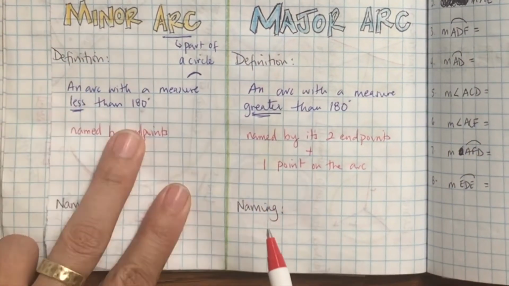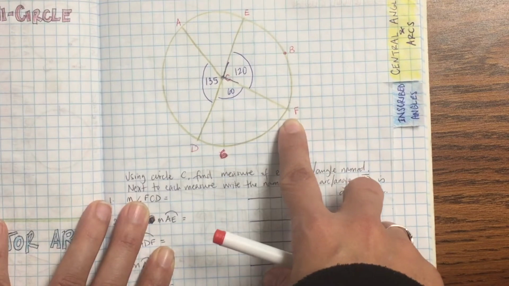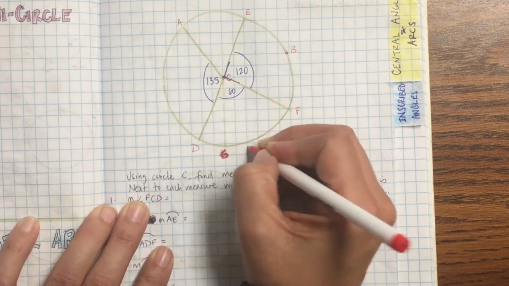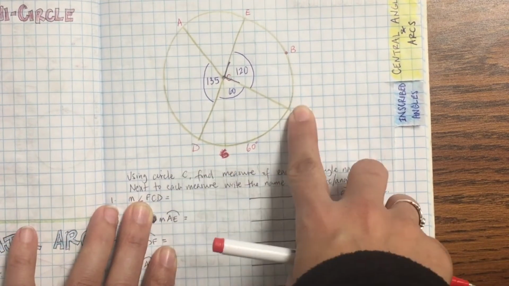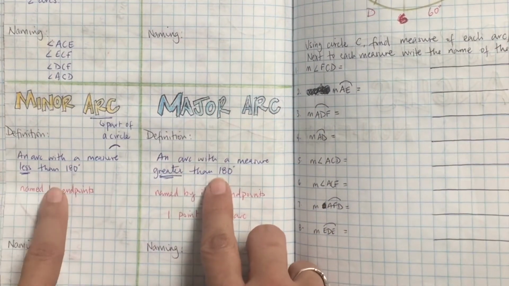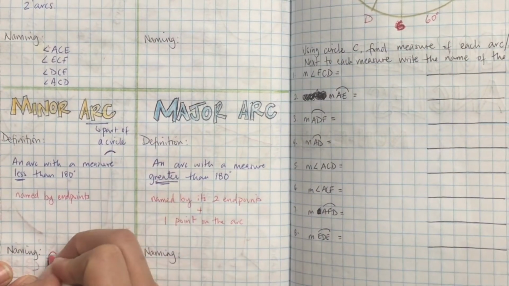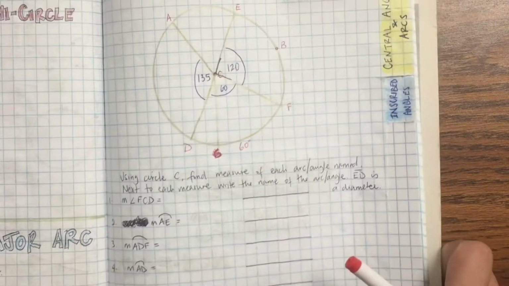So let's take a look at some examples using the circle. Just a quick note, the measure of the central angle is the same as the measure of the intercepted arc. So if the central angle is 60, arc DF is also 60. Is that a minor or major arc? Well, it's 60, so is 60 less than 180?